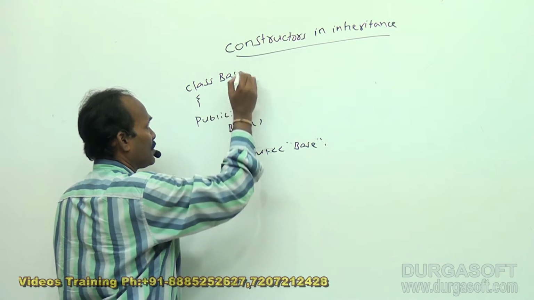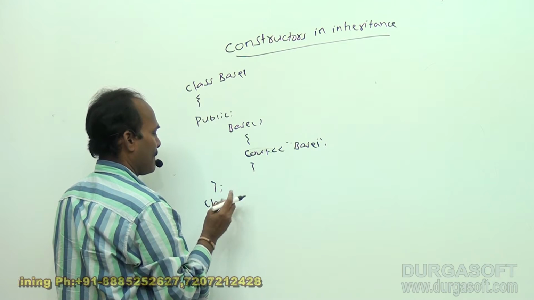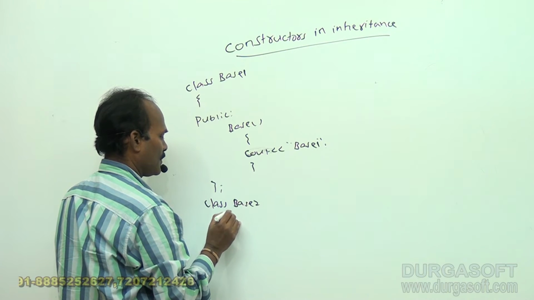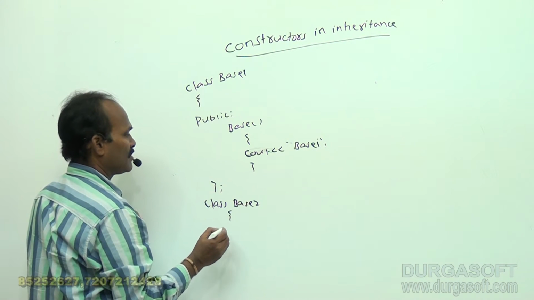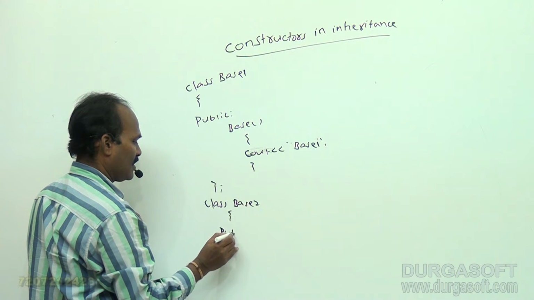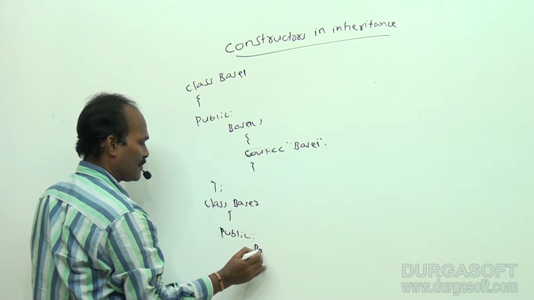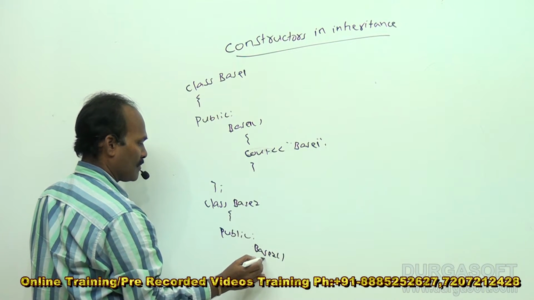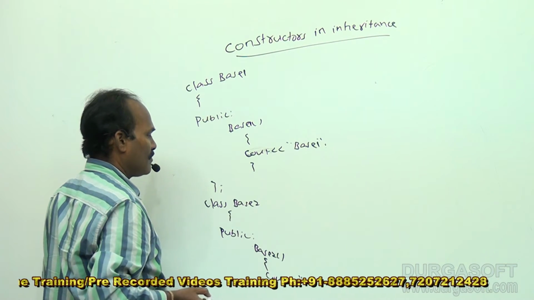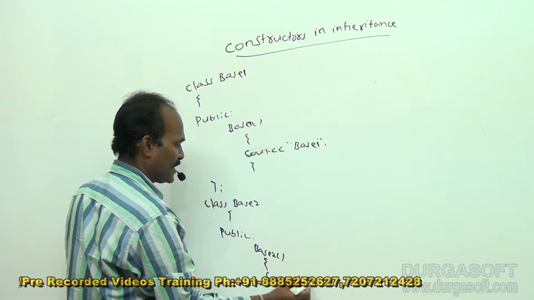Suppose this is base 1, and this is base 2. In base 2, I have one more constructor, called public base 2. Cout, so this is base 2.